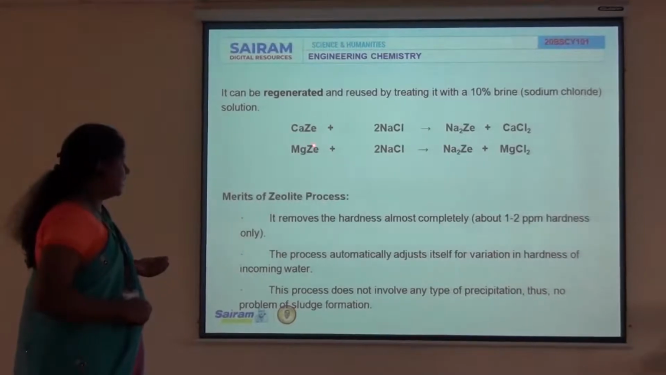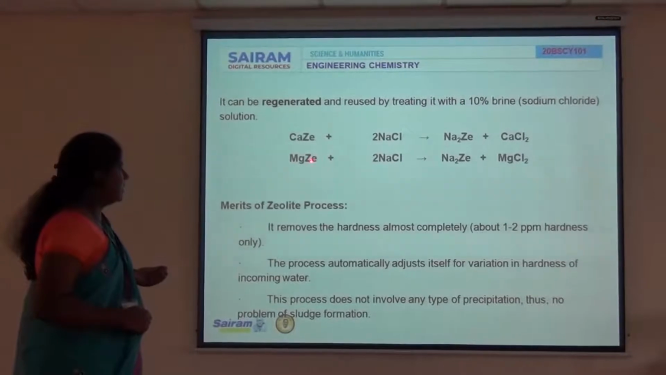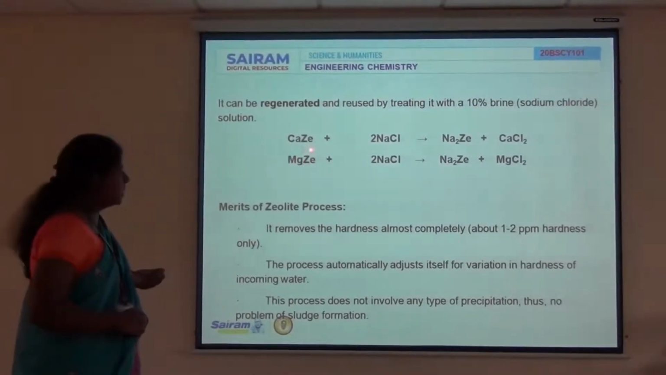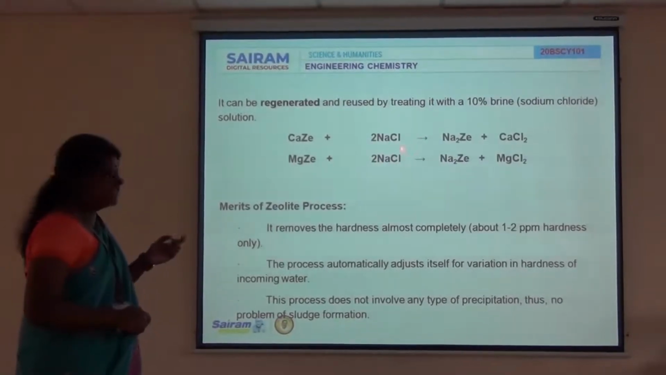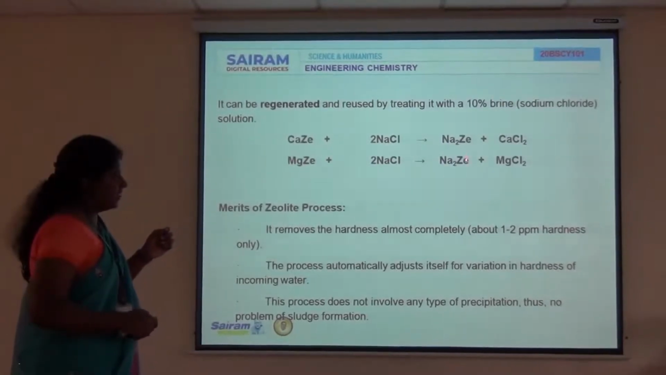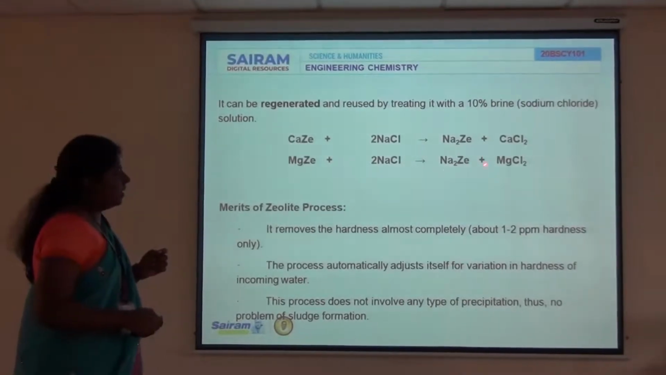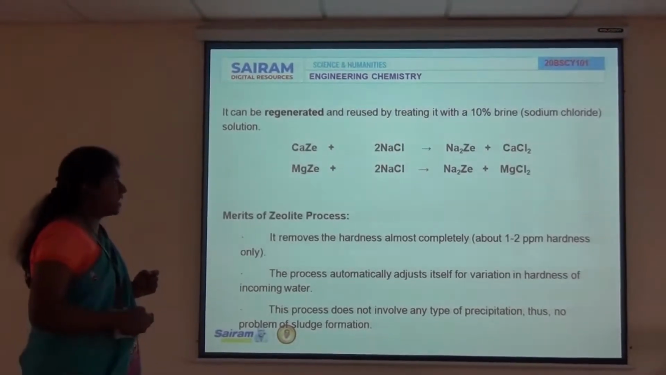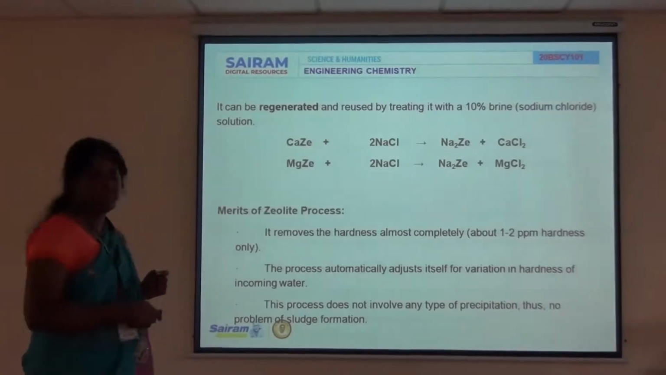Again, I repeat for magnesium: the zeolite absorbs the magnesium, so I wash this magnesium zeolite using sodium chloride. The magnesium is replaced with sodium, so I regenerate my zeolite bed, that is sodium zeolite, and I can use this zeolite bed again. This is the reaction for the regeneration method.